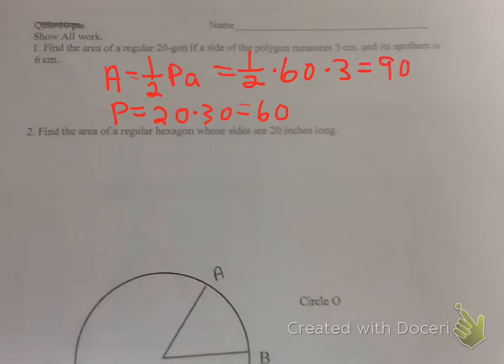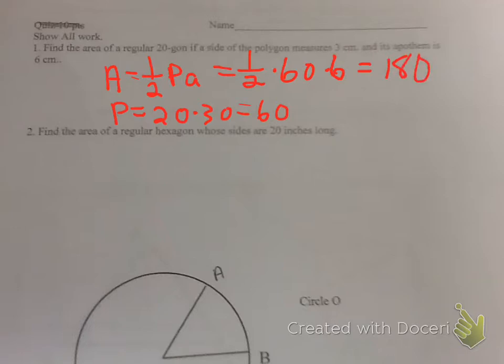I just want to check this real quickly. The 20 gon, 20 sides, each side is 3. Okay. Oh, the apothem was 6. That's where I messed up. And we'll try that final answer one more time. So this is 30 times 6 is 180. Sorry about that.